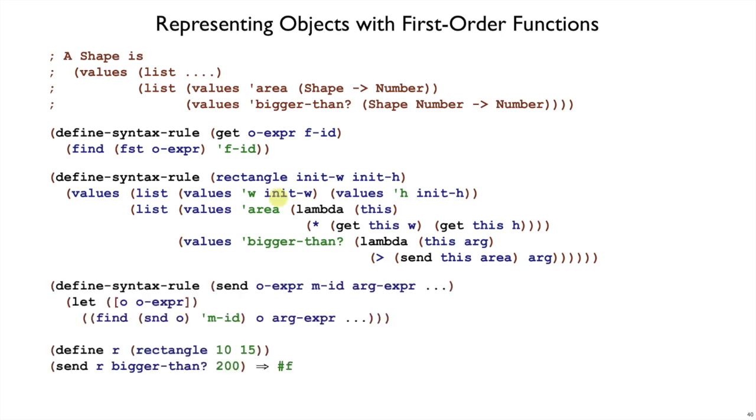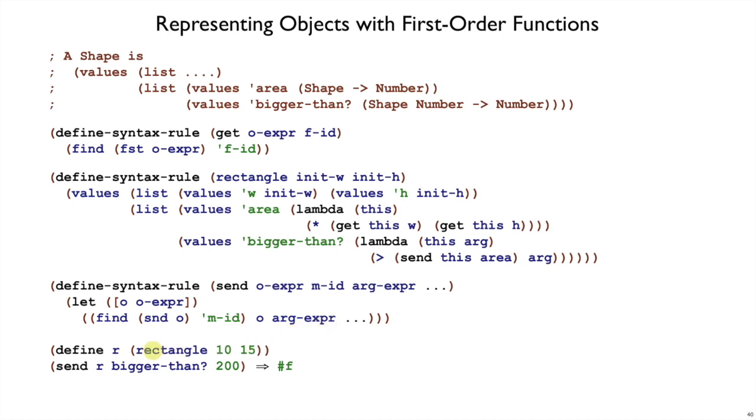And then we'll also have a helper method send, which makes it easier to call methods. When you have an object expression, we'll give it a name O, and then we take the second part of the O to get to this list of methods, like this list of methods here with area and bigger than. We'll use find to find the method that we want, maybe area, maybe bigger than. That will give us a procedure, and then we call that with our object, right, that goes in for the this argument, and then any other arguments that the method is expecting.